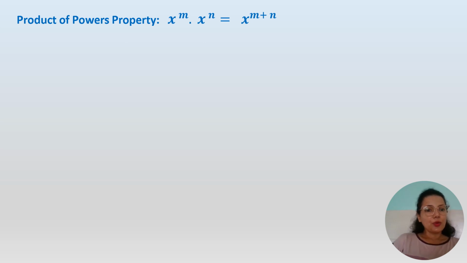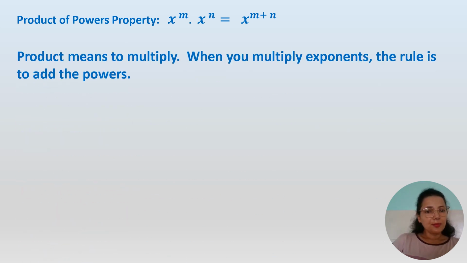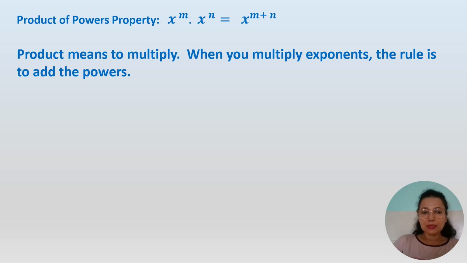Okay, so we're going to say product means to multiply. I'm just repeating so that you know. You can always go back later on and pause slides and copy down notes and write it down to understand it and explain it to yourself. So the best way to learn is to reteach yourself. So when you multiply exponents, the rule is to add the powers together.